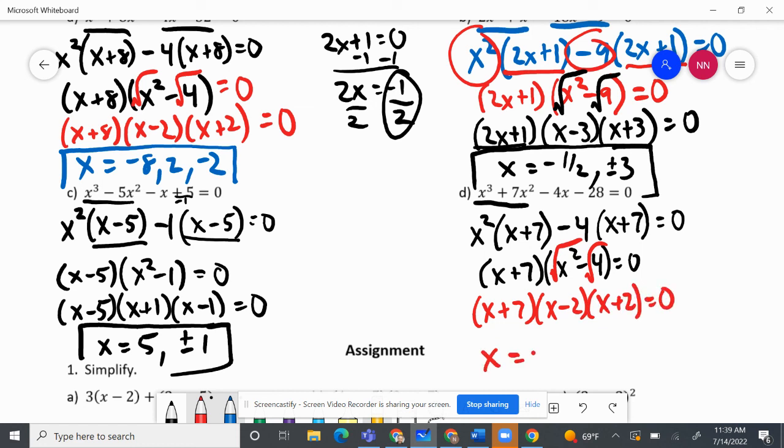So when we're looking at our answers, negative 7, 2, and negative 2. Or, once again, what we could do is plus or minus 2.